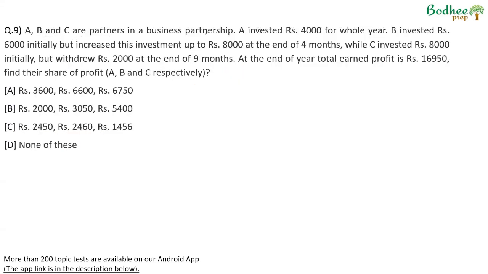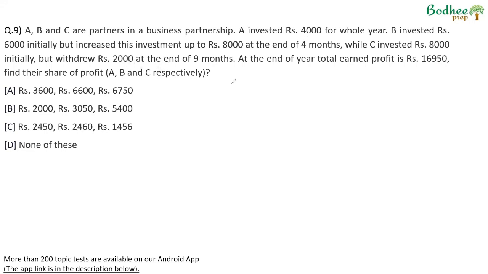A, B, and C are partners in a business partnership. A invested 4,000 for whole year. A invested 4,000 for 12 months. Investment time. B invested rupees 6,000 initially, but increased investment up to 8,000 at the end of 4 months. So basically, there are different time involved. So we will look at the time for which the investment is constant and then work upon it. C invested 8,000 but withdrew 2,000 at the end of 9 months.